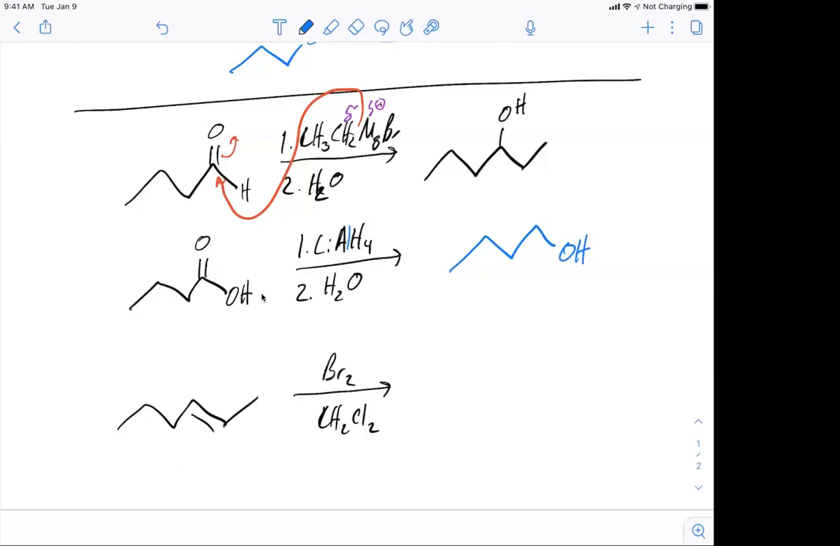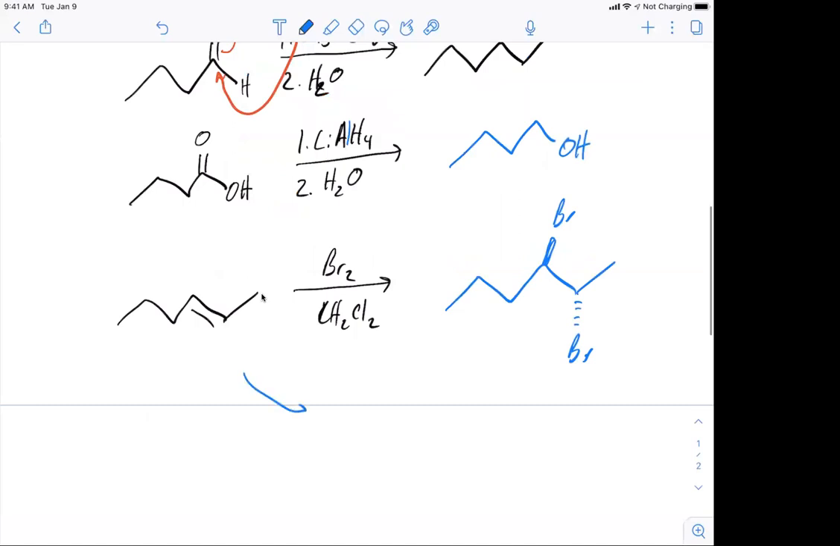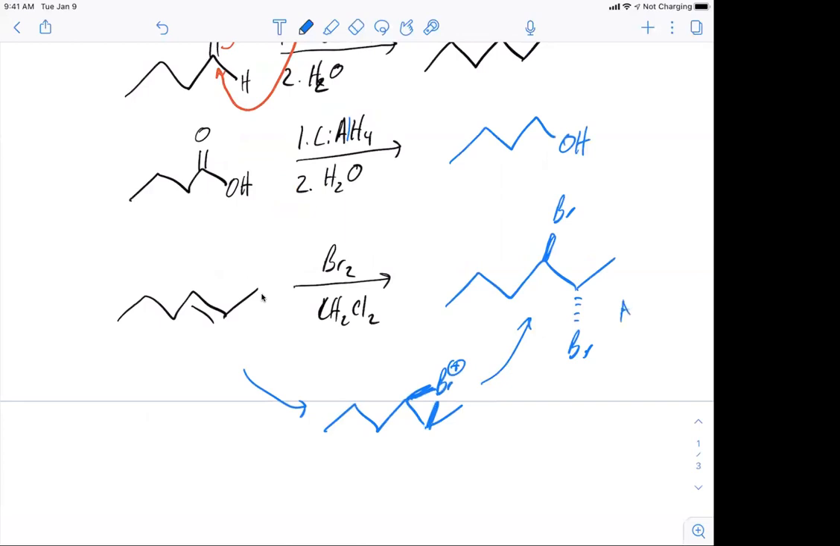This one we're going to get a dibromide, right? So we're adding the bromines, but here's one where stereochemistry is going to be important, right? Because the intermediate is going to be this cyclic bromine, which means the second bromine has to come from the bottom. So this is an anti-addition. Okay. Questions about these three?